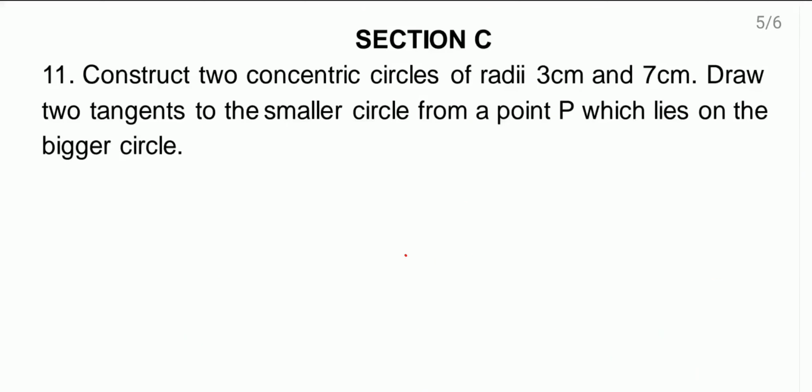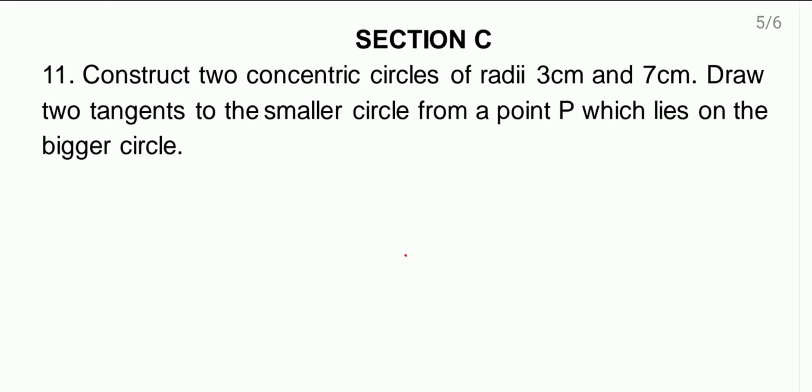Let's see section C. Question number 11. Construct two concentric circles of radius 3 cm and 7 cm. Draw two tangents to the smallest circle from a point P which lies on the bigger circle. I will show you first the idea of this construction and then we'll do the real construction.